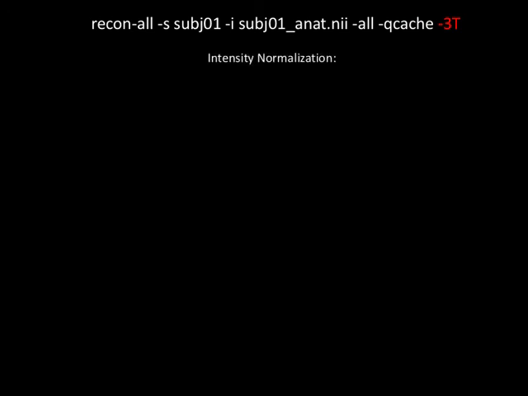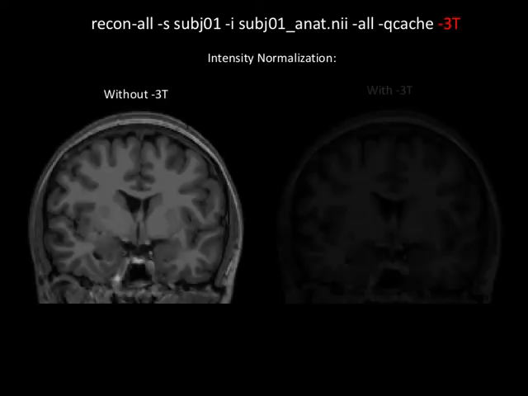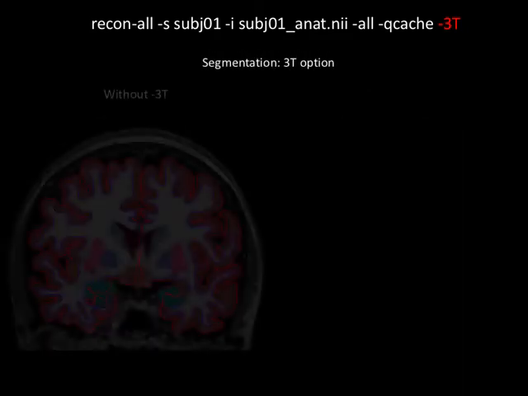I want to say a few words about the 3T flag because I've only been using it lately. Intensity normalization without 3T compared to with 3T, I don't know if you can really see the difference. The white matter is a little bit brighter with the 3T option, and it also seems to do a little bit better job segmenting the gray matter and the white matter. Again, I haven't seen a huge difference, but if they've included it, it's probably for a good reason, and if you're using a 3 Tesla scanner, you should probably check it out.